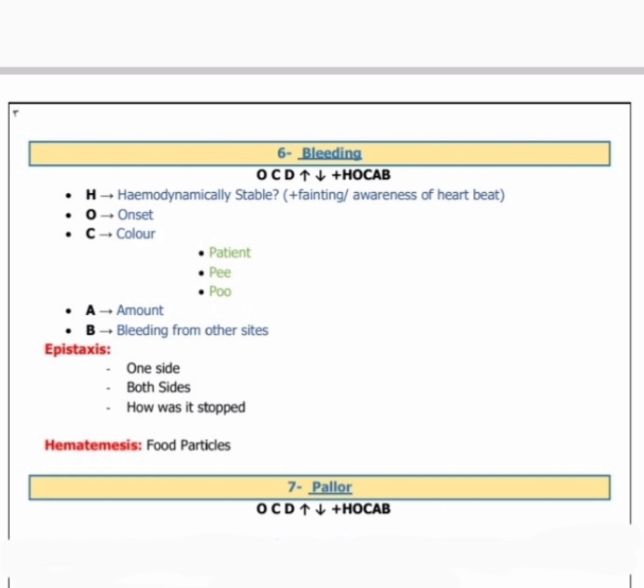Pallor: again, the chief complaint is pallor. The mother is telling us my child is pale. So we ask onset, course and duration, what makes it better and what makes it worse, and HOCAP. We know H is for hemodynamically stable or not, which we know by a fainted child or awareness of any heartbeat. O for the onset, C for the color of the bleeding, and patient pee and poo present or not, the blood, A for the amount of bleeding, and B for the bleeding from other sites. So this is how we analyze the pallor chief complaint.